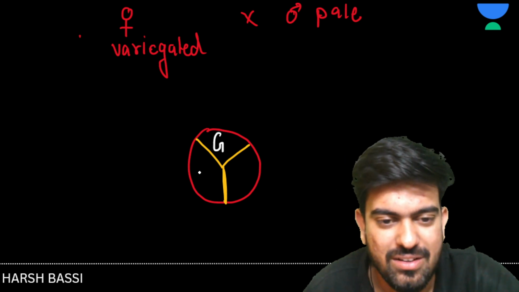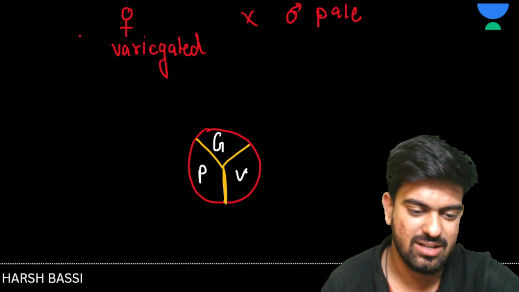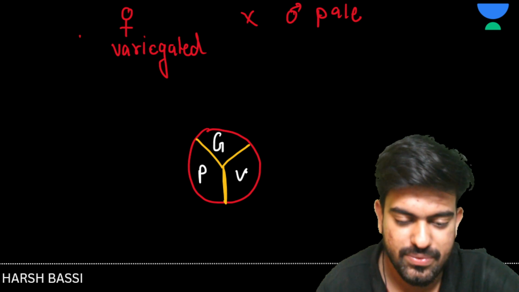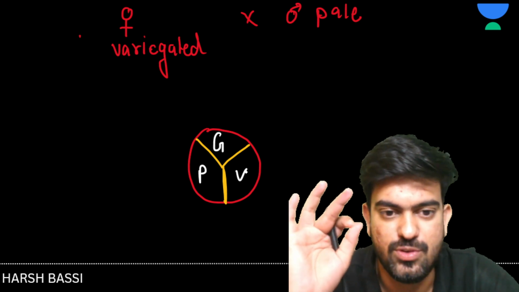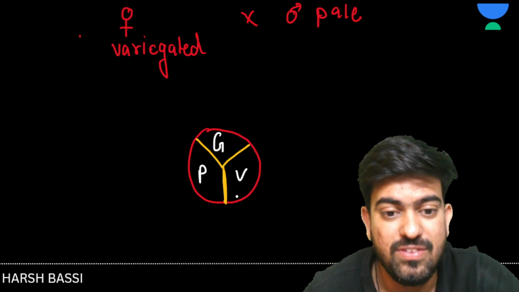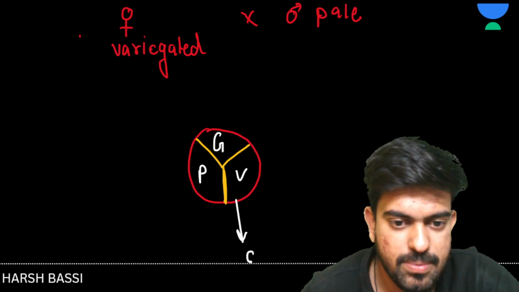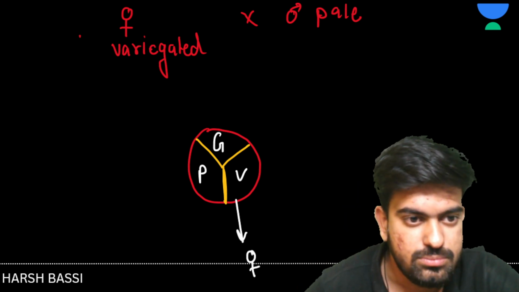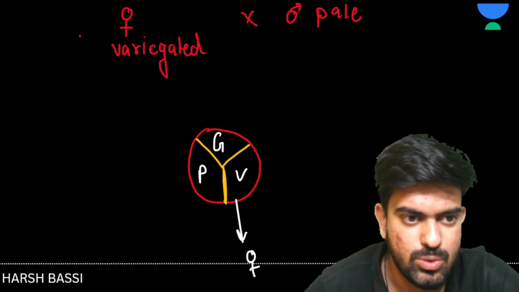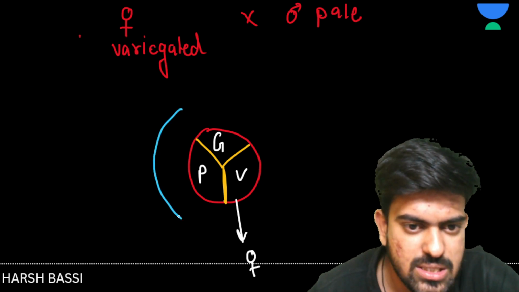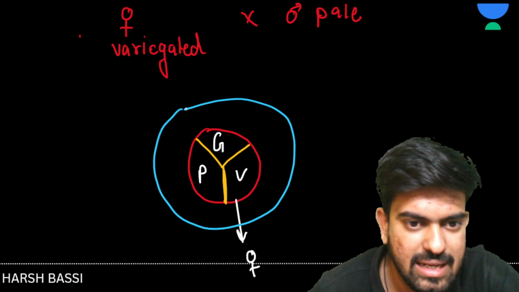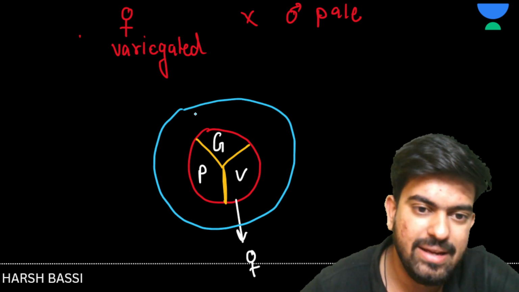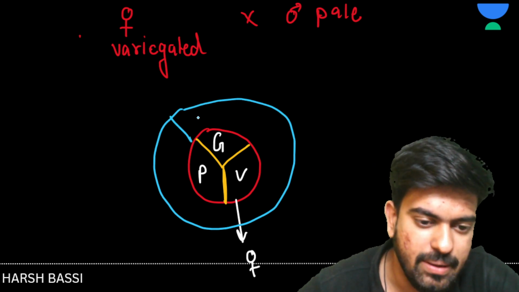We have green color, we have pale color, and we have variegated color. So what can be the chances here? This inner circle represents what? This represents the female characters, okay? Now let's have the outer circle. Let's make one more circle, and in this circle let us have the male characters, okay? So male can be what?